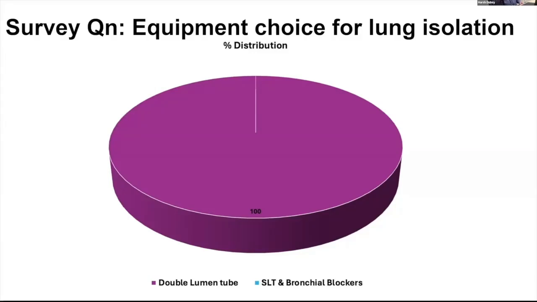But you can see from the survey results here, most people would prefer a double lumen tube, and most of our surgeons, I believe, would prefer a double lumen tube. So I agree with you. It's not in keeping with what we would regard, I suppose, here in Australia as standard practice.